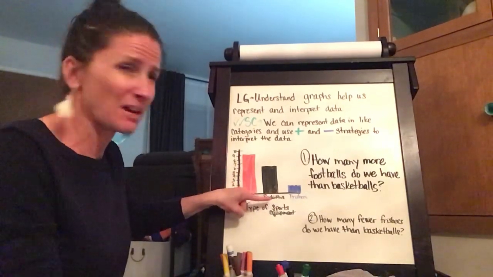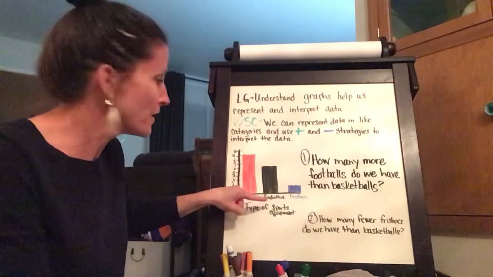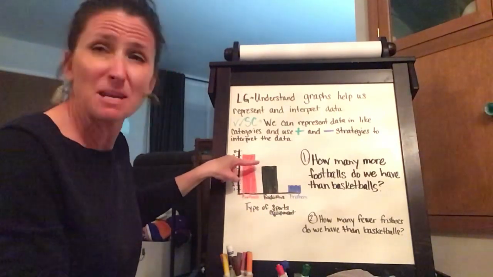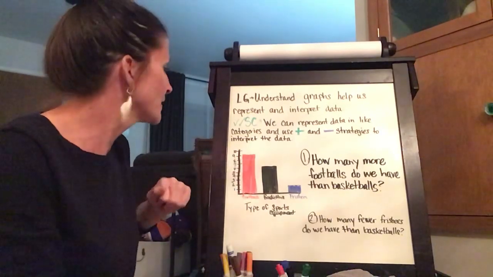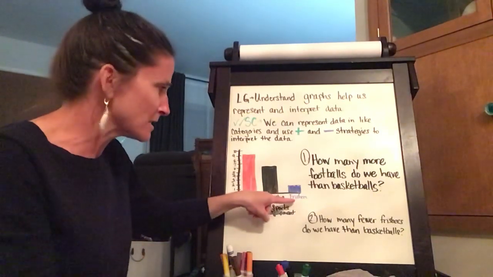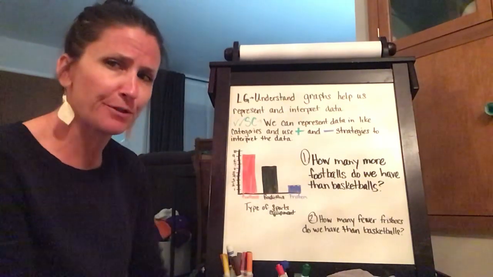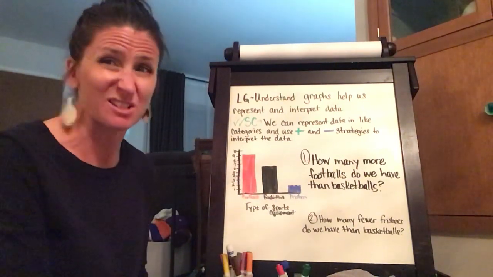And then I thought, well, how many basketballs do we have? And then I counted and I found that we have 7 basketballs in our house. And then frisbees, I found out that we only have 2. We don't use frisbees as much.